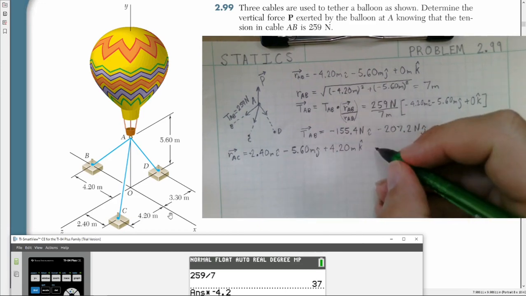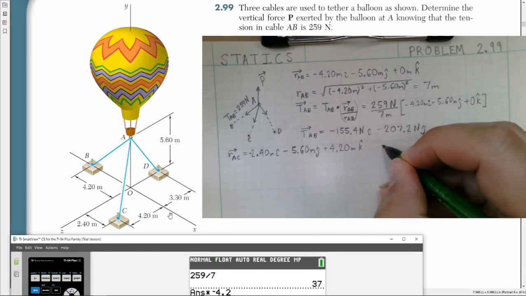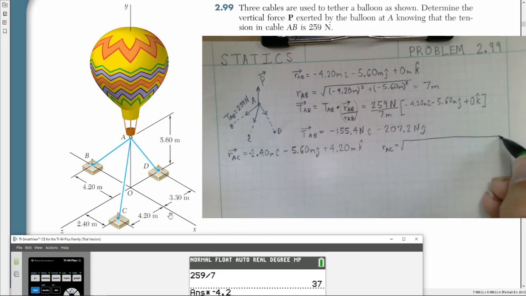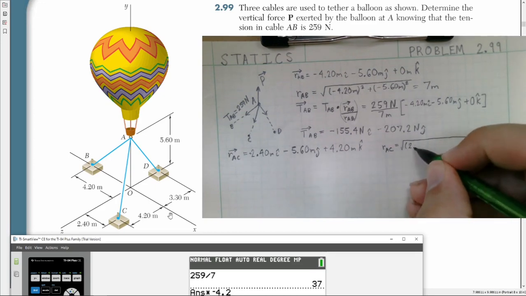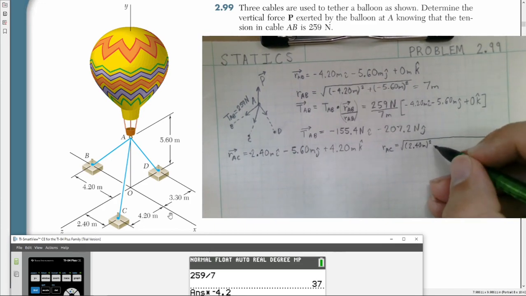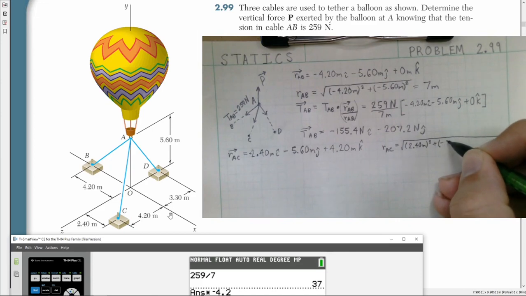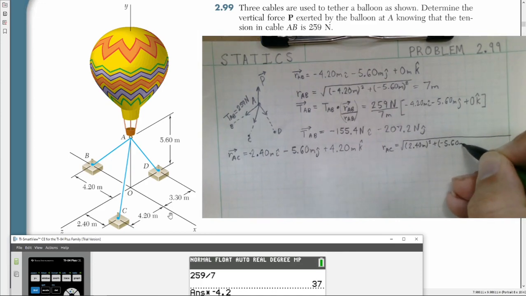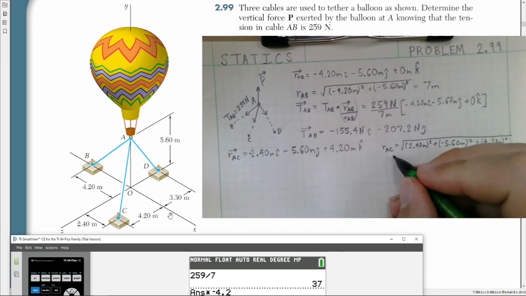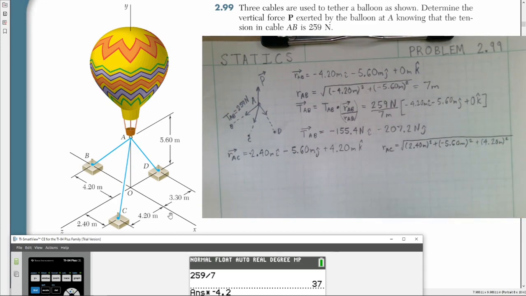We'll do the same thing, calculate our magnitude of our position vector, our R_AC value, as being the square root of each one of these components in parentheses squared and added together. So we have our positive 2.40 meter component squared plus, in parentheses, our negative 5.60 meter component squared, and then plus, again, our positive 4.20 meter component squared. And we're going to calculate this value now.